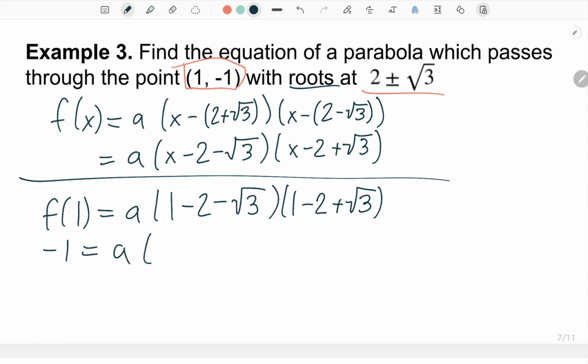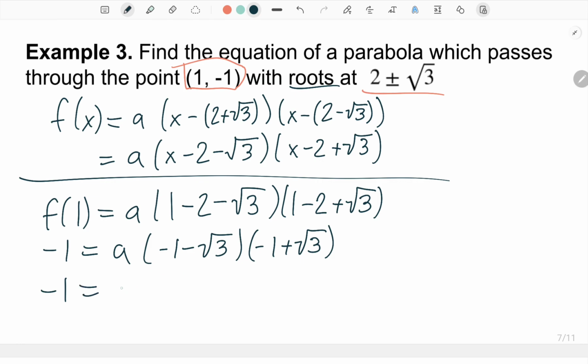So let's simplify that bracket. 1 minus 2, that's just negative 1 minus root 3. 1 minus 2, again negative 1, but plus root 3. And you might see this looks kind of similar to the above, where it's almost a difference of squares. Plus and minus the same numbers. So let's just multiply it out and see what happens.